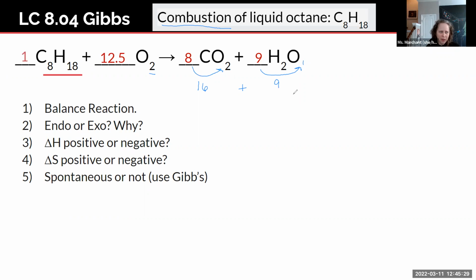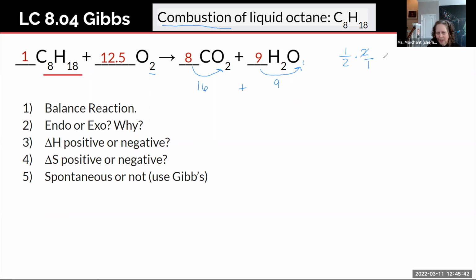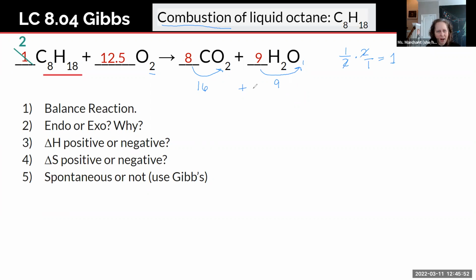I fill in the last one, and then I notice, wait, what's the rule? No fractions for coefficients. So I know that if I have a 1/2 and I multiply things by 2, that's how I can simplify it to a whole number. So I'm going to multiply all the coefficients by 2. So now I have 2 moles of octane, excuse me, plus 25 moles of oxygen gas, plus 16 moles of carbon dioxide, and 18 moles of water.